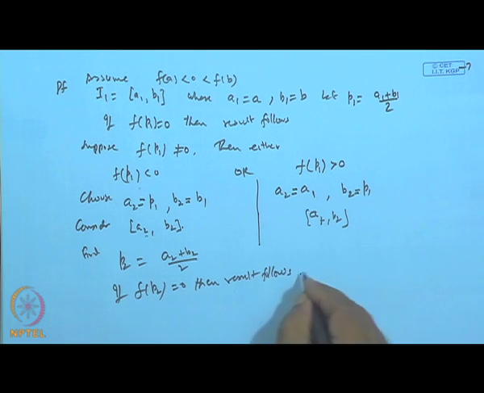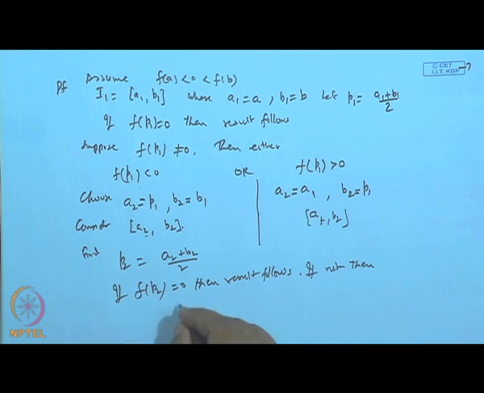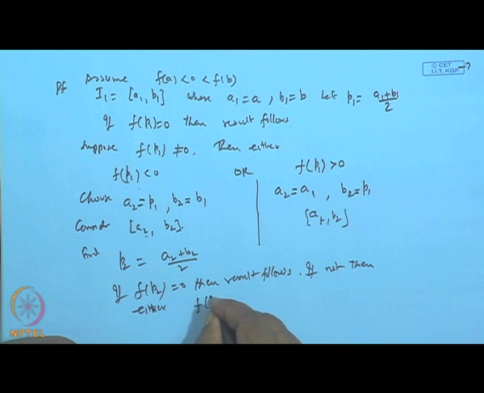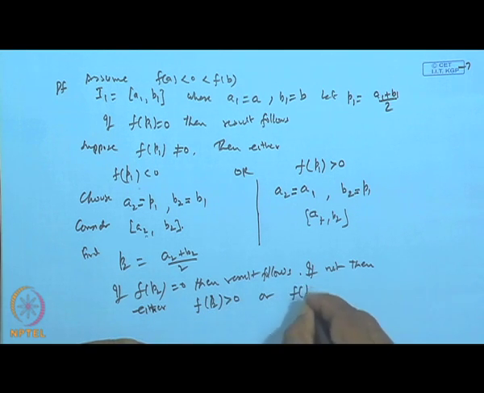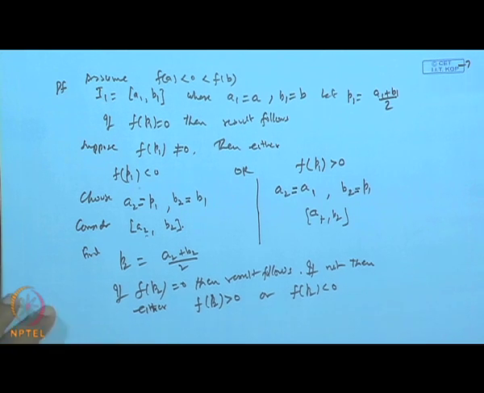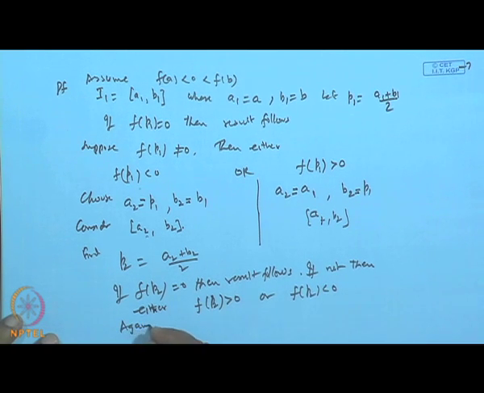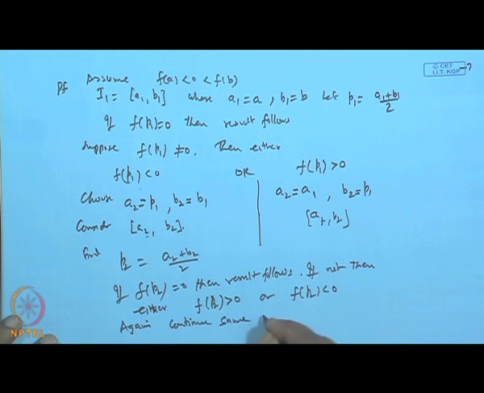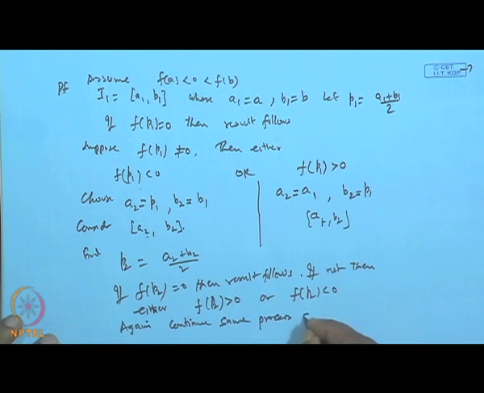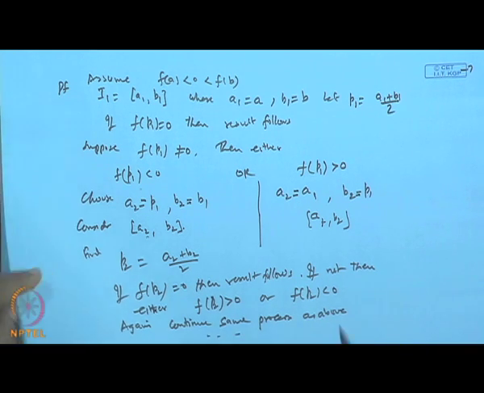If not, then again either f of p2 will be positive or f of p2 will be negative. So, again continue the same process as above. Okay. So, suppose we get, at the nth stage, what do we get.